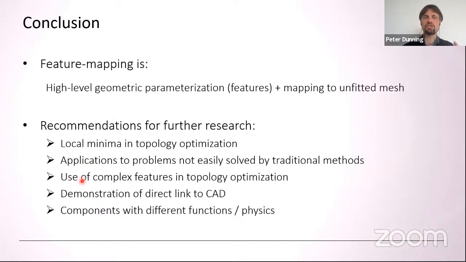Use of complex features. I've seen some recent work where you have tubular components for topology optimization and coated components, so more complex components being used. One of the claims is that doing this enables a more direct link to CAD, so it'd be good to see some more work demonstrating that. And it's theorized that you could even have components with different functions in physics, but again, there's not much evidence of that in the literature, so it'd be good to see some work along those lines.